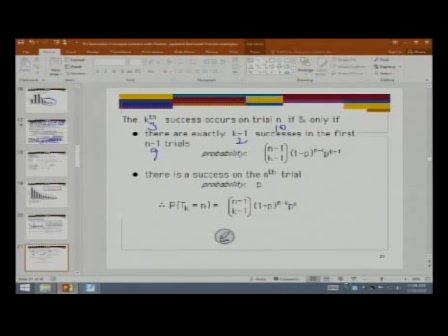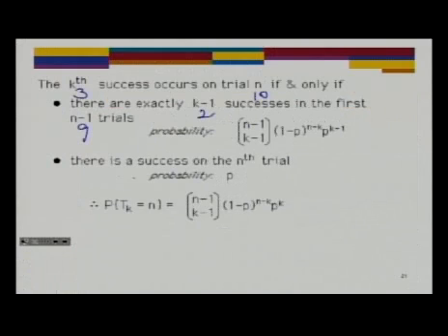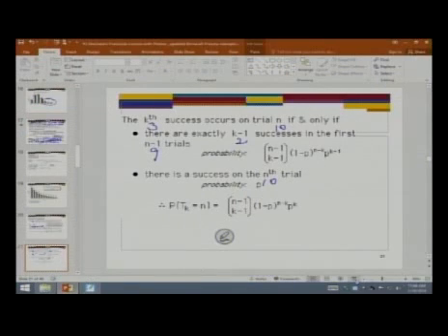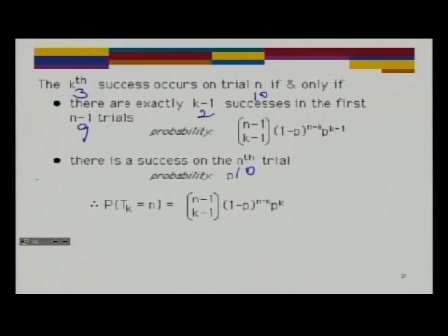How about the second statement here? There is a success on the 10th trial. Is that correct? So, of course, we know that the third success occurred at the 10th trial, time t equals 10. Okay? So keep in mind that these 2 statements are always true. Okay?